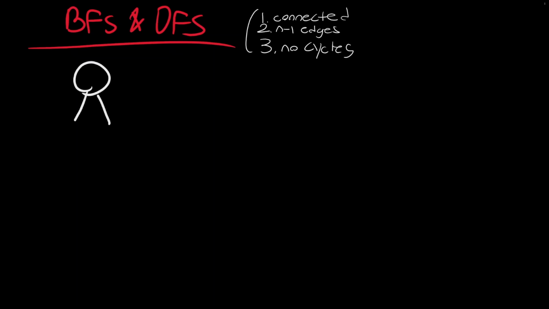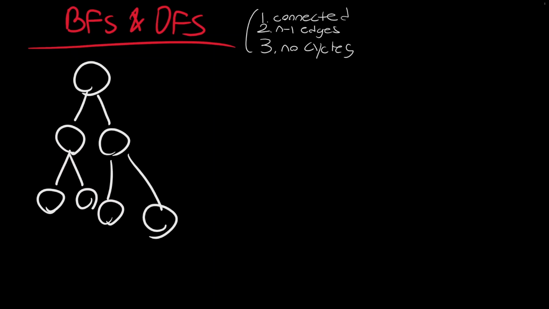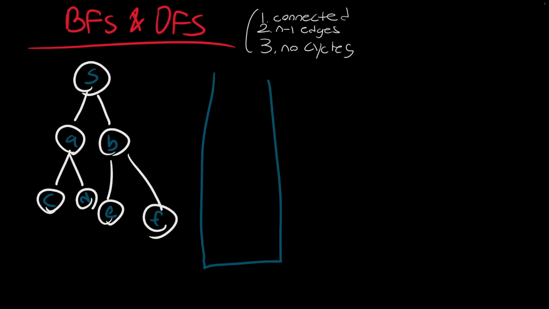Now let's run DFS on a binary tree. S, A, B, C, D, E, and F. On this binary tree, we're going to use a stack.